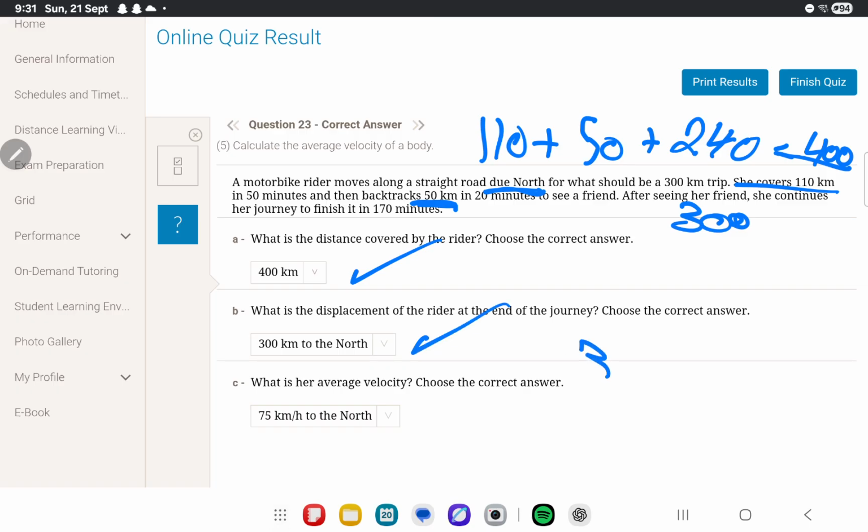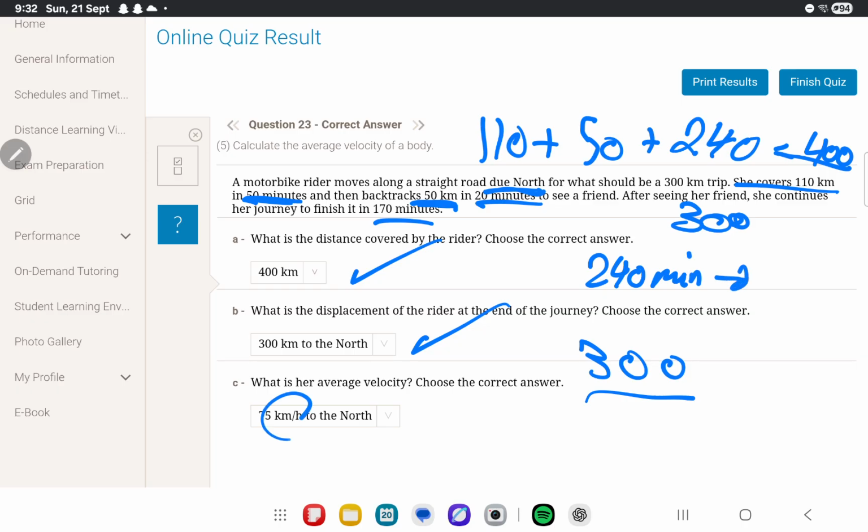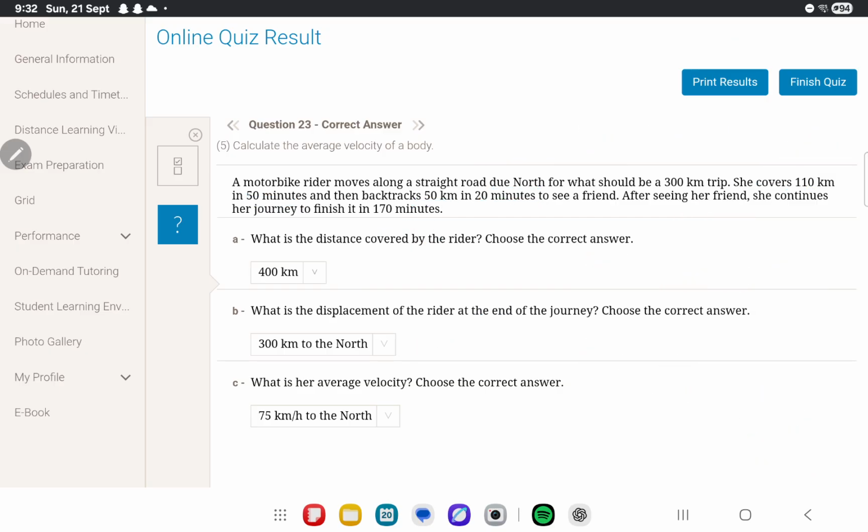What's the average velocity? Remember, it's displacement over time. So it's 300 over 50 minutes plus 20 minutes plus 170 minutes. This gives me 240 minutes, right? But I want to change it to hours, because all my options are in kilometers an hour. So divide this answer by 60 to give me 4 hours. Now 300 divided by 4 will give me 75. And that's the answer: 75 kilometers an hour to the north.